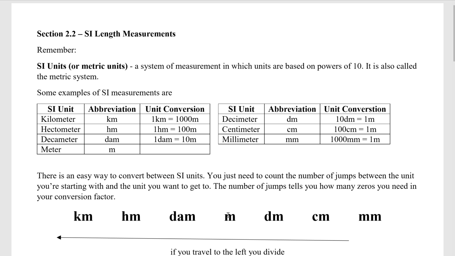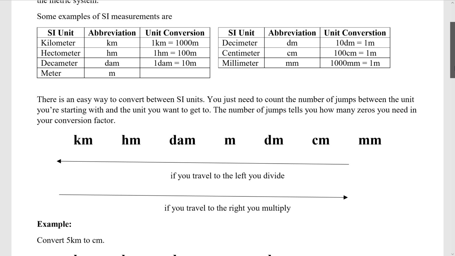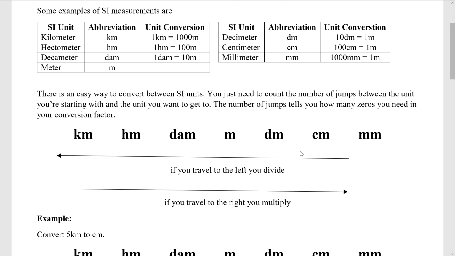And if we can determine how many jumps it takes us to get from where we're starting to where we want to get to, that helps us determine our conversion factor. Then we decide which direction we're traveling. So for example, if you're going from meters to kilometers, we're traveling to the left, we divide. And if we're traveling to the right, so for example, if we're going from hectometers to decimeters, we multiply.